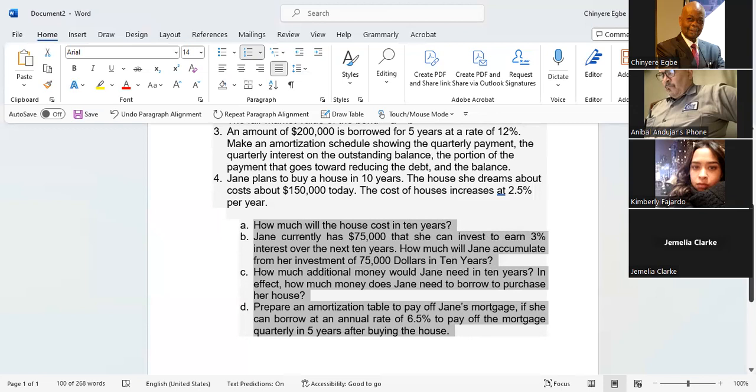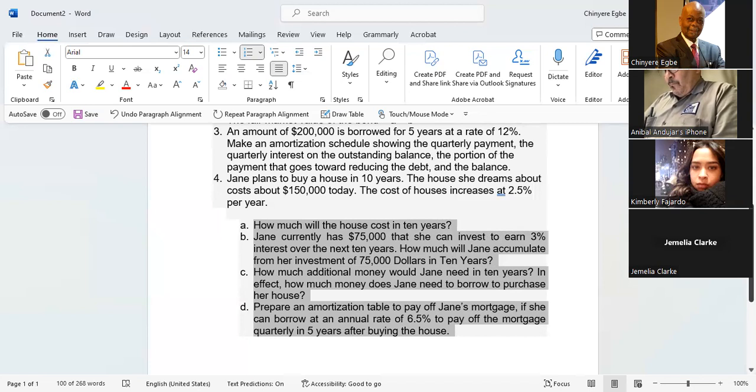Okay. Now, how much additional money would Jane need in 10 years? So in a sense, what you're looking at, this house is going to cost $180,000, $165,000 in 10 years. And so my money will accumulate to $95,000 in 10 years.